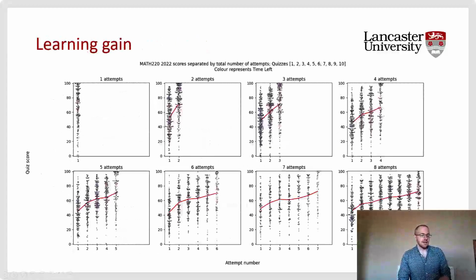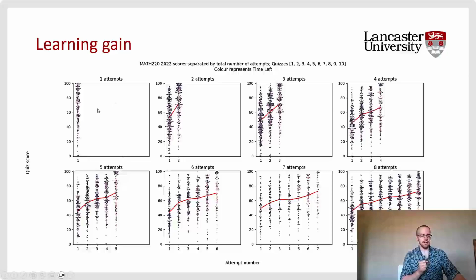Right, so the focus of my talk last time was about learning gain, and it's like this. I don't know if hopefully you can see these dots. So this is the quiz that I ran in my large second year module this academic year. The y-axis is the mark on the quiz for each attempt, and the x-axis is which attempt it is. So this is split into 8 boxes.